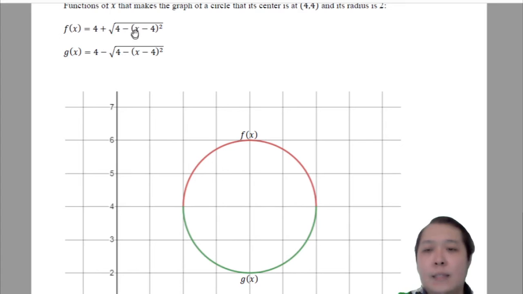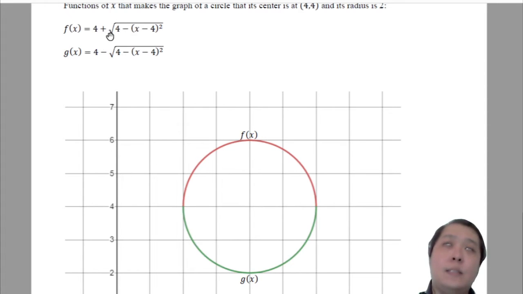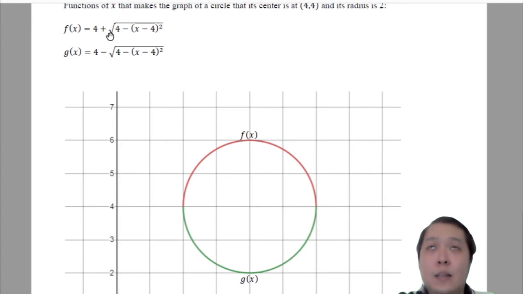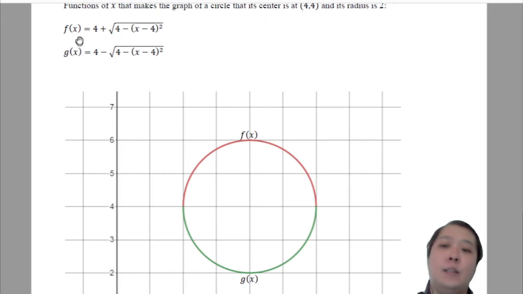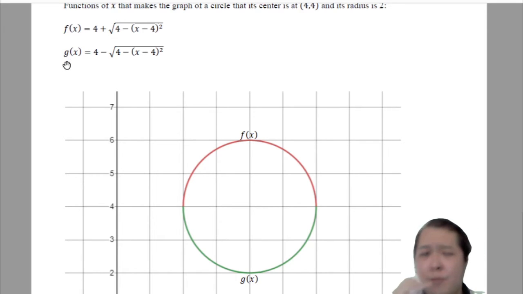How did I get these equations? Pretty simple, guys. We just need to modify the circle equation in standard form and then make y the subject of the equation. It is just like putting only y on the left hand side of the equation. For f(x), g(x), it is like y, right? So yeah, the plus here will give us the top semicircle, and the minus here will give us the bottom semicircle.